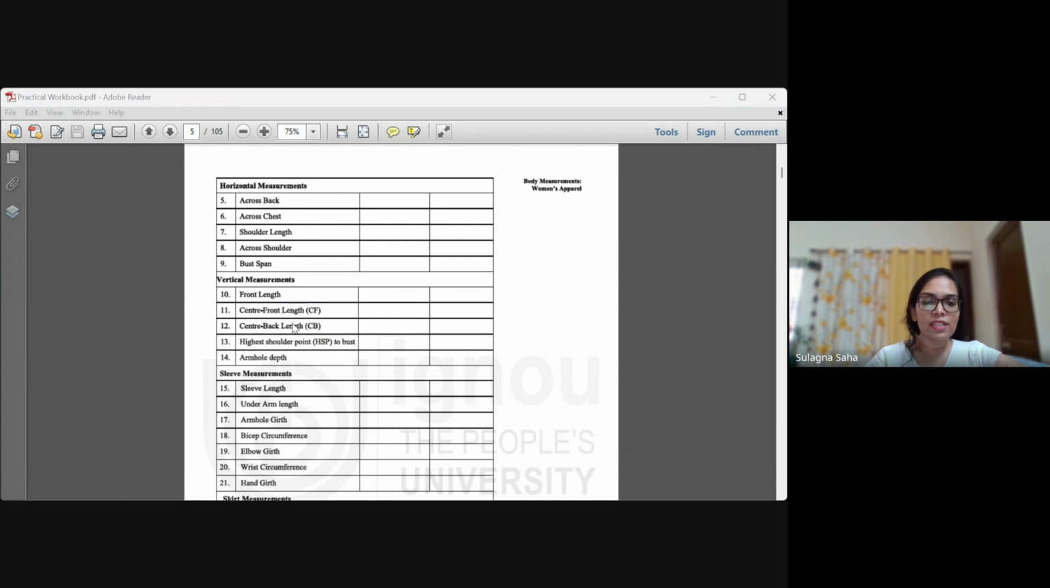Next, you have the highest shoulder point. Highest shoulder point to the bust: from here to the bust level, if you're measuring, that is the highest shoulder point to the bust. Armhole depth we measure generally from the nape till wherever the armhole is falling. So that is the armhole depth.